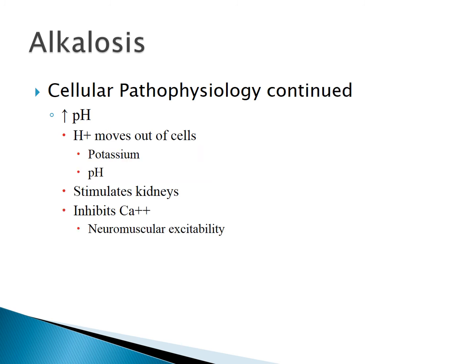Okay, cellular pathophysiology continued in alkalosis. As you see an increase in your pH level, you may see hydrogen ions move out of the cells and potassium moves into the cells. This is opposite of acidosis. There will be a decrease in your potassium levels. Also, as the pH increases, it stimulates the kidneys to excrete bicarb and sodium and retain hydrogen ions. Also, as your pH increases, it inhibits calcium, which will cause an increase in neuromuscular excitability.